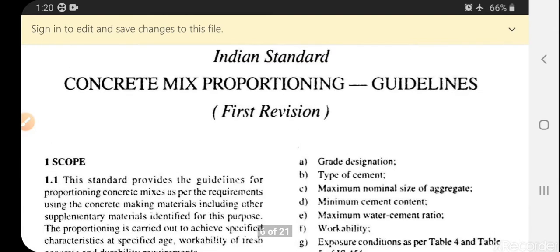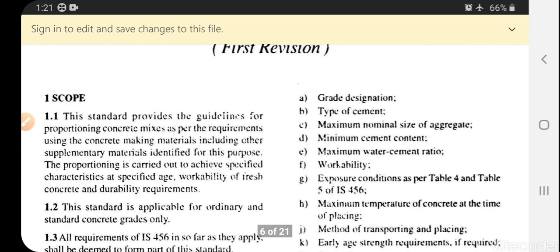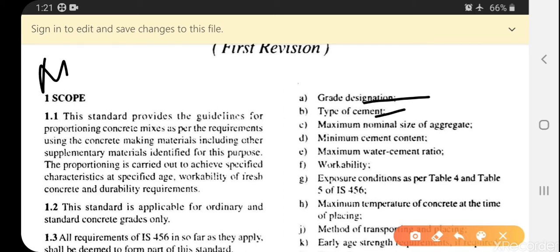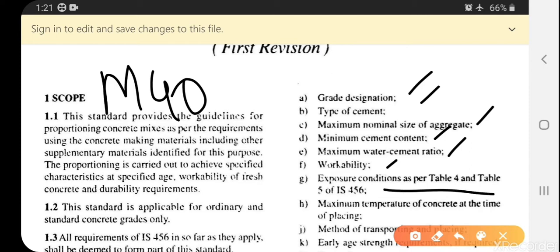For a particular design, there is a minimum requirement of data like grade designation and type of cement. For example, I am doing a mix design for M40 grade of concrete. For this grade of concrete, we need minimum information: type of cement, maximum nominal size of aggregate, minimum cement content, maximum water content, workability, exposure conditions, maximum temperature of the concrete, like this.